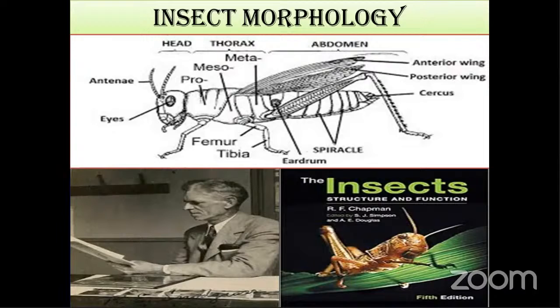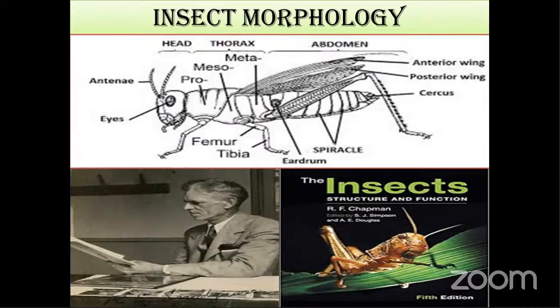He wrote the famous book Principles of Insect Morphology. Another famous book, The Insect: Structure and Function, was written by R.F. Chapman. So that is all for the introduction of insect morphology, which covers the different types of external characters of an insect.